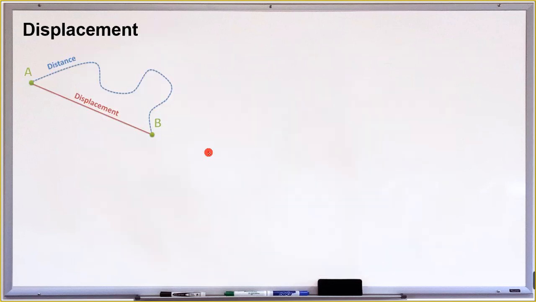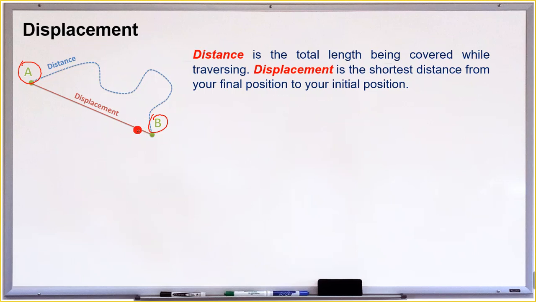Okay, so let's start with displacement. As you can see in the figure, we have points A and B. Let's assume that point A is your initial position and point B is your final position. You travel along these blue hidden lines, going around in curves. So let's differentiate between these two words, because they are somewhat confusing.